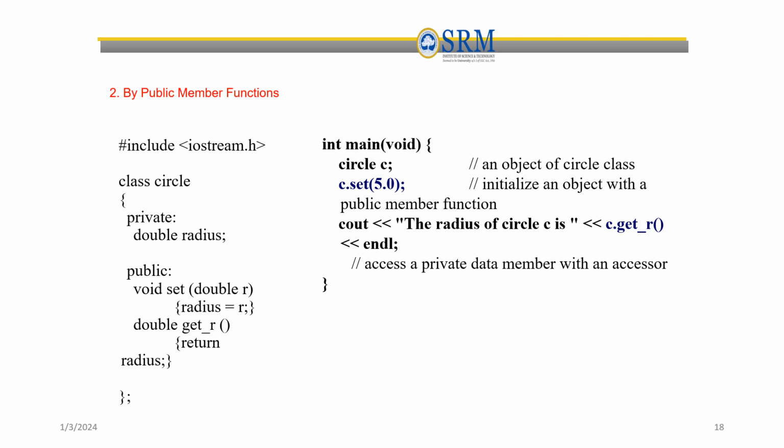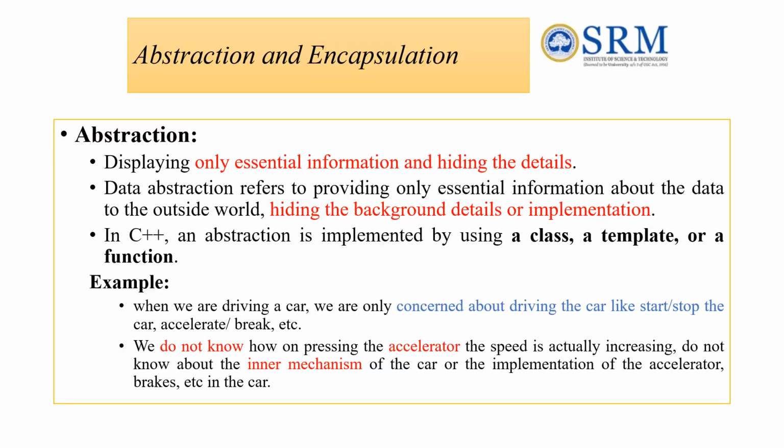Private is double radius. Public is where we are defining a radius r, and then we are returning the value in the getr. So what happens here in the main function? Circle C, an object of the circle class, C.set of 5.0. So I am assigning the value here itself. So here the radius of the circle will be calculated using the getr function, that will return the value here, and again the answer will be displayed here. So here the example is accessing a private data member with an accessor.